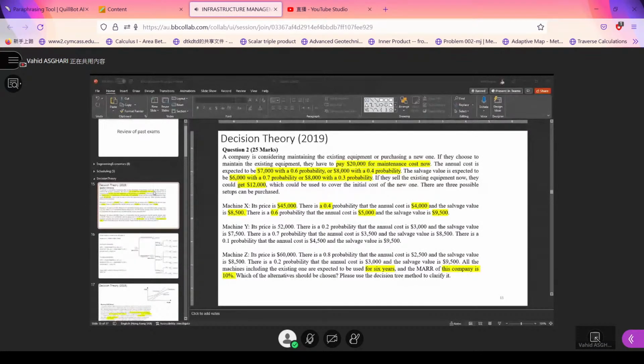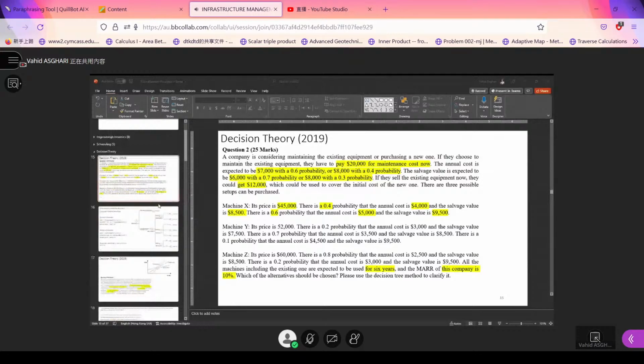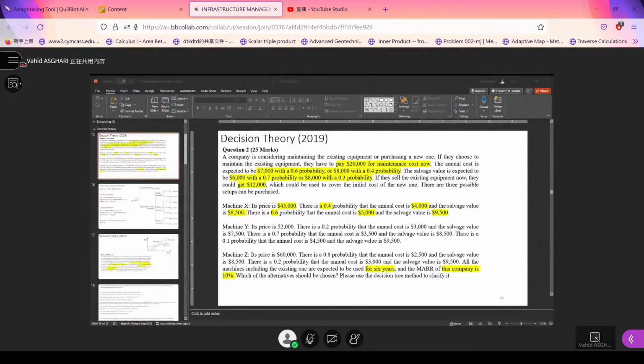Okay, let's continue and let's see what was the type of the questions in the decision theory problem. So in 2019 we had a question.